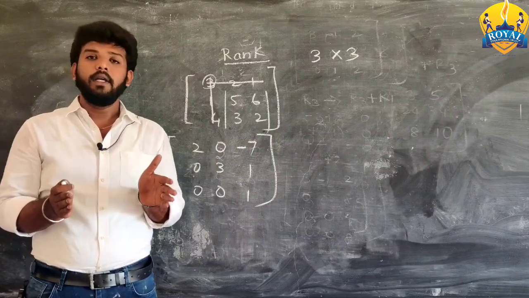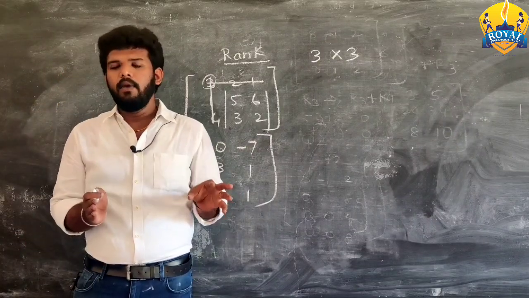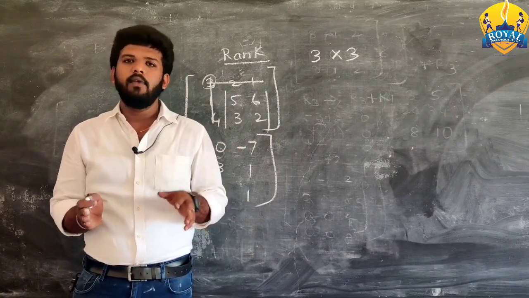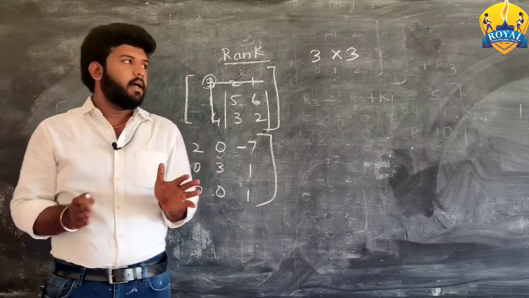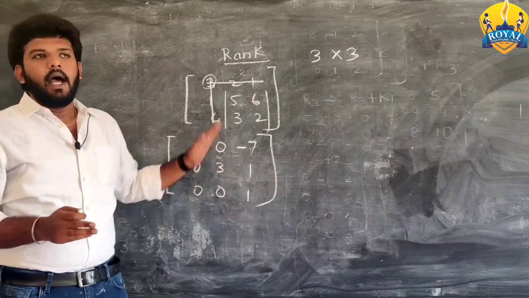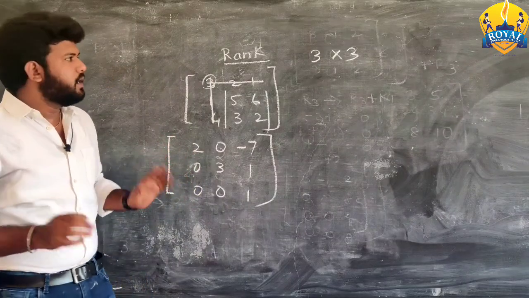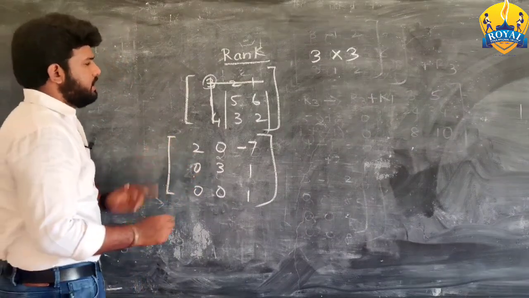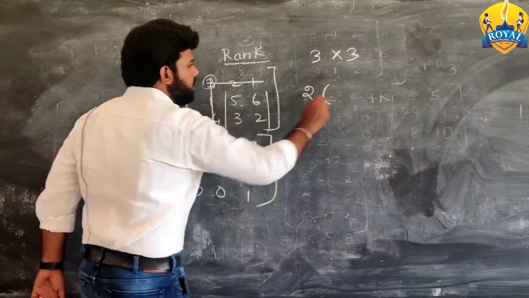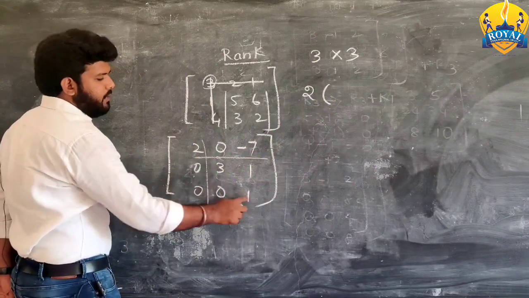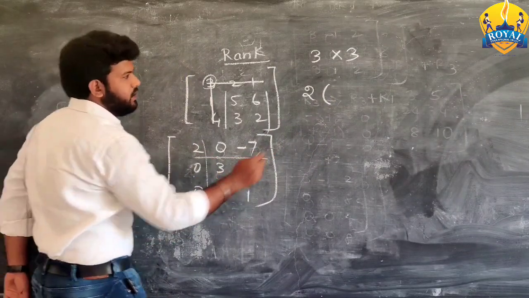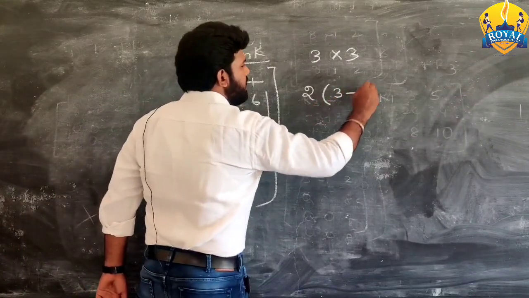So what I said, determinant na the value will be a number. It will not be a matrix, it will be a number. It is 3 cross 3 matrix. First I am going to find the determinant value. determinant value கண்டுபிடிக்கிறதுனா first 2 எடுத்துக்கணும். 2 into, so இதை விட்டுருங்க, 3 minus 0.